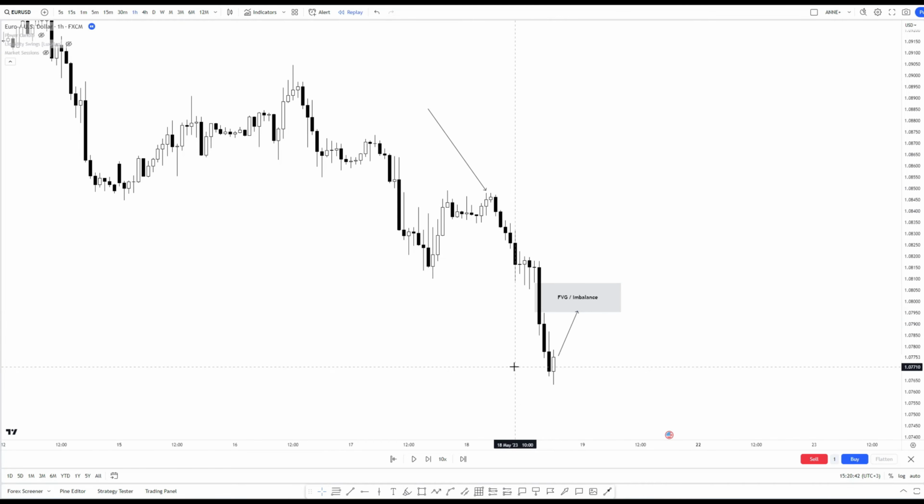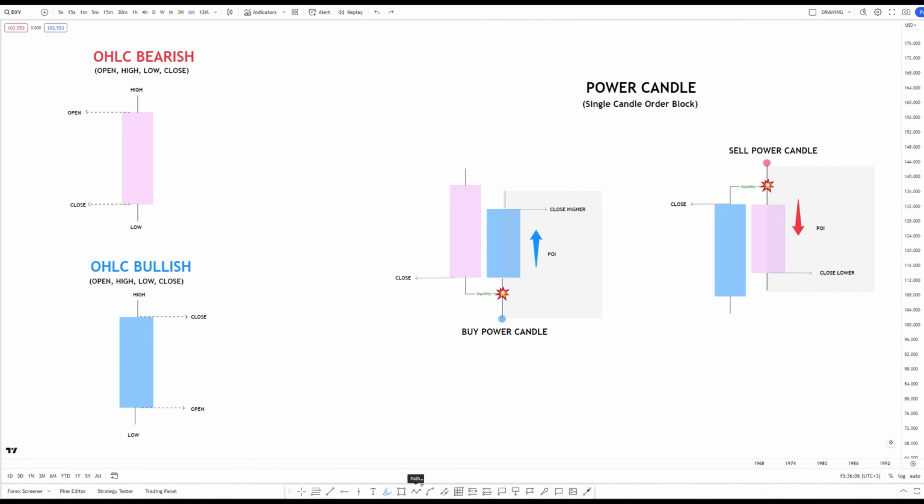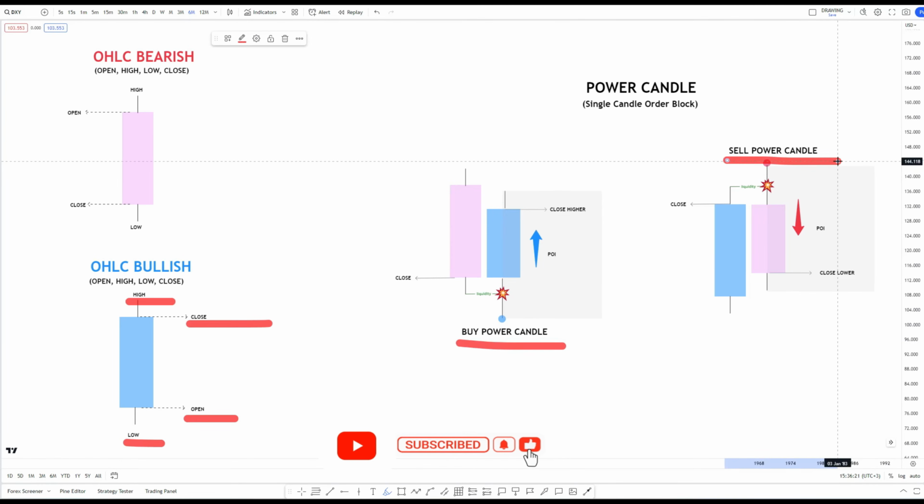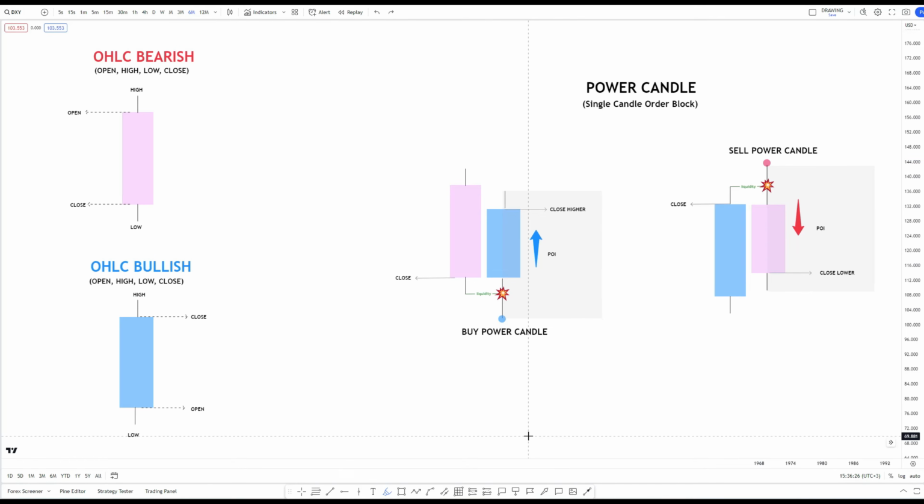Now, let me clarify what a power candle is and what it looks like. Assuming you are already familiar with the terms open, close, high, and low in relation to a candle, let's proceed to the definition of a power candle. Here is an example of both a buy power candle and a sell power candle. Let's first consider a buy power candle. A buy power candle is a situation in which a candle wick surpasses the previous candle wick and that candle closes higher than the previous candle.